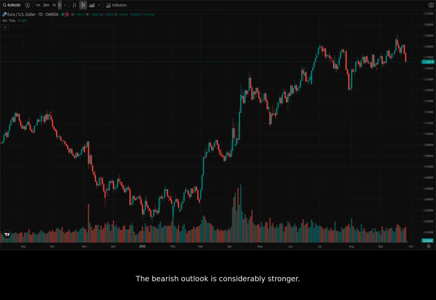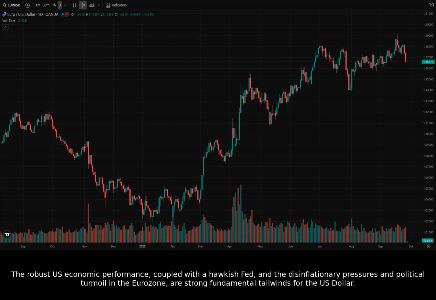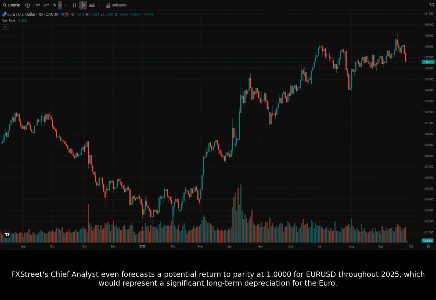The bearish outlook is considerably stronger. The robust U.S. economic performance, coupled with a hawkish Fed, and the disinflationary pressures and political turmoil in the Eurozone, are strong fundamental tailwinds for the U.S. dollar. FXStreet's chief analyst even forecasts a potential return to parity at 1.0000 for EURUSD throughout 2025, which would represent a significant long-term depreciation for the euro.